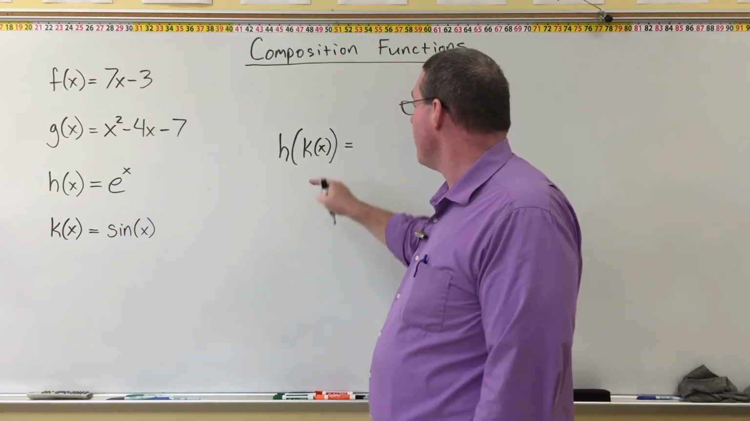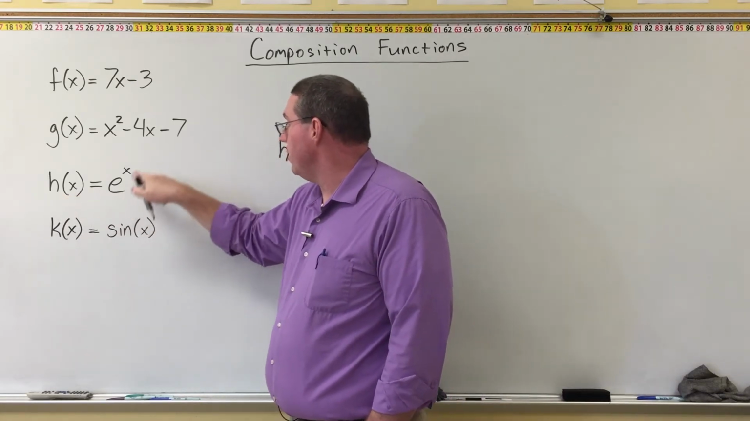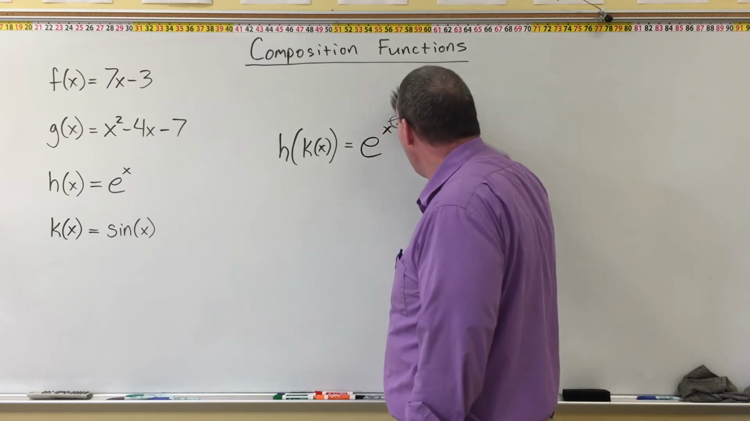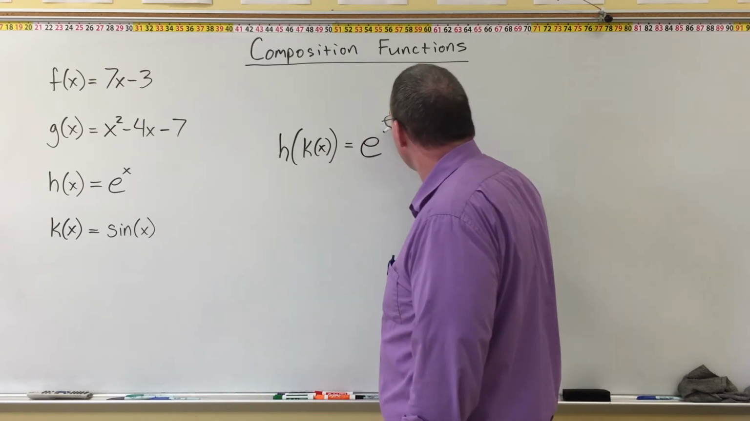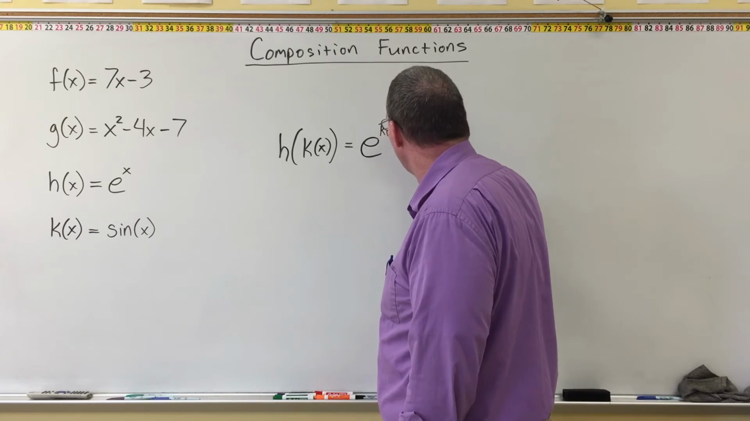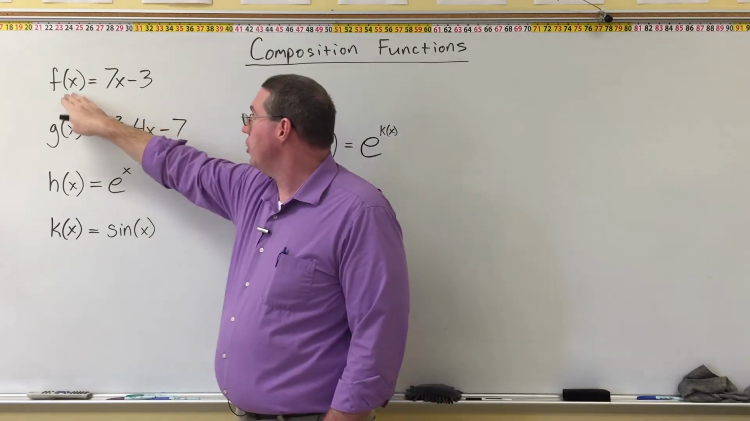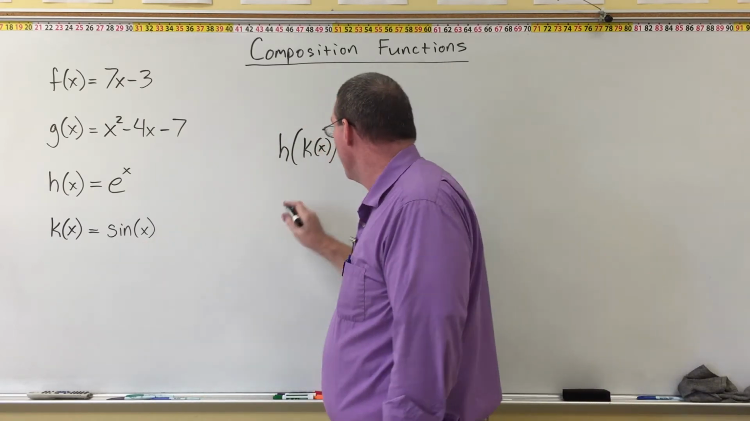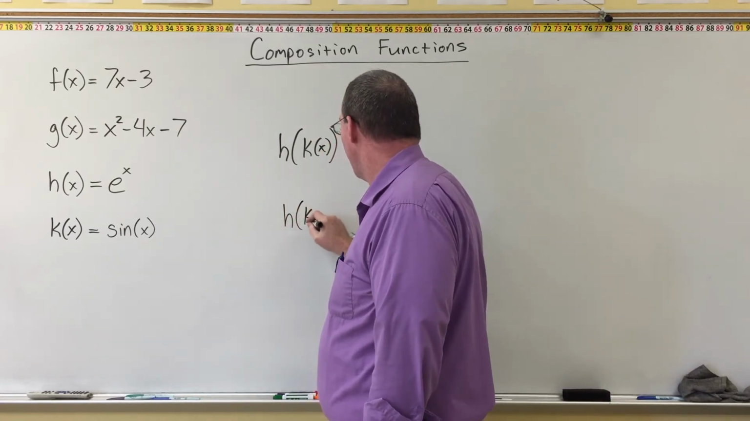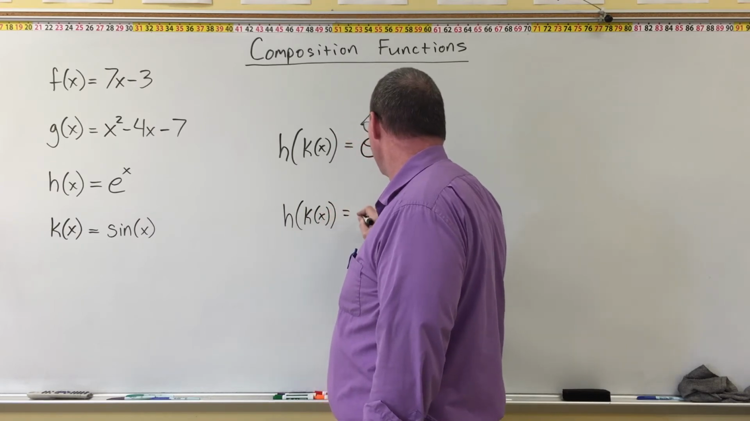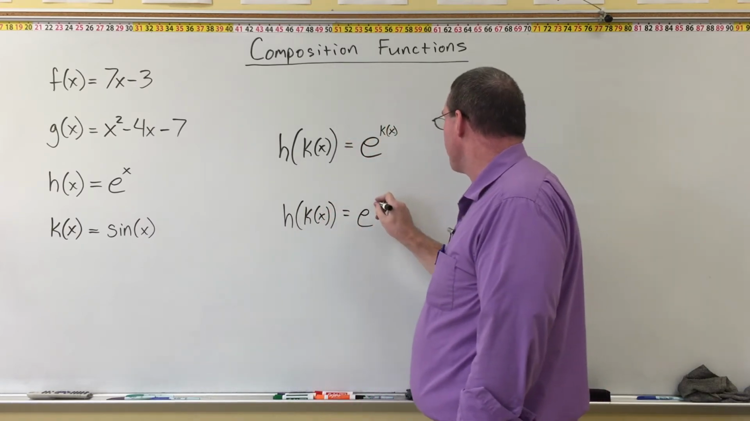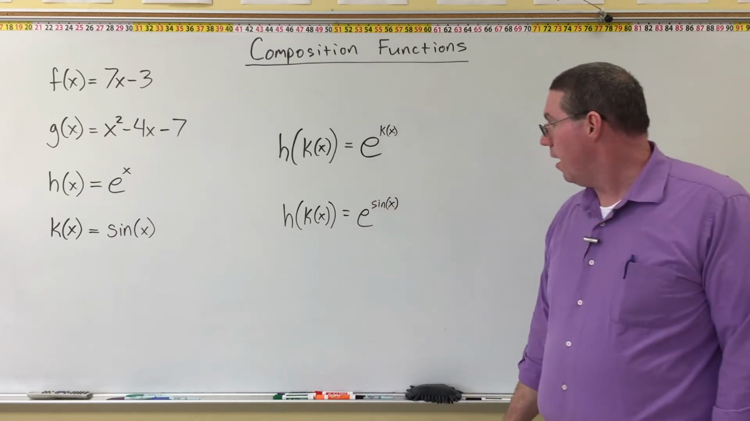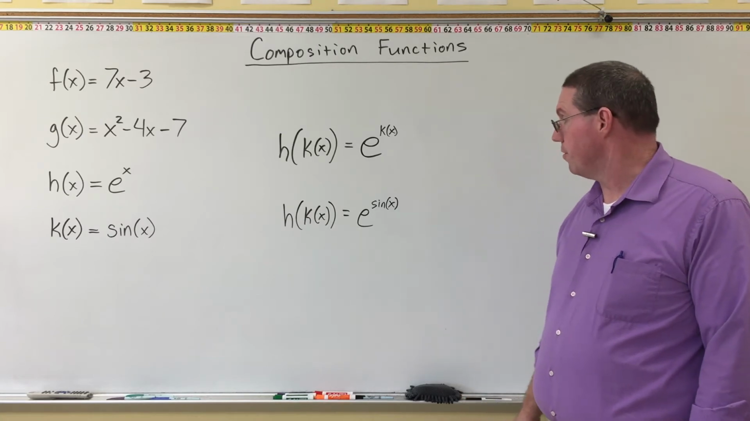All right, so I'm replacing x in h of x. So h of x is e to the x power, right? But instead of putting an x, I'm going to put k of x. So it's e to the power of k of x, right? We already did this with h of f of x. But now k of x is sine of x. So h of k of x is e to the power of, well, k of x is sine of x. So this is e to the power of sine of x, okay? And there's our composition function.